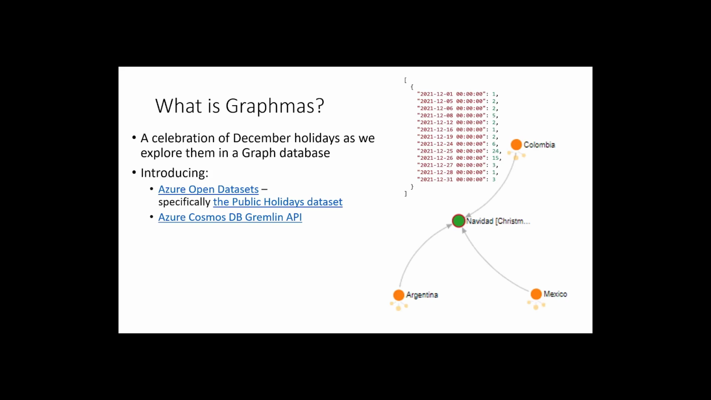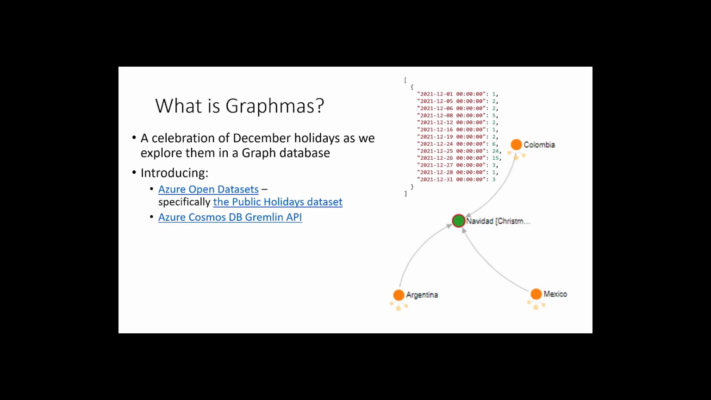Well, I was looking at the Festive Tech Calendar call for sessions. I was like, wait a minute. Festive Tech Calendar, they're all about Azure. I love my Azure Cosmos DB Gremlin API. There's gotta be some holiday data out there. And sure enough, Azure Open Datasets has a Public Holidays Dataset. So Graphmas is a celebration of December holidays as we explore them using a graph database.